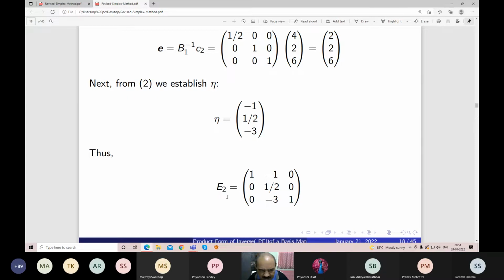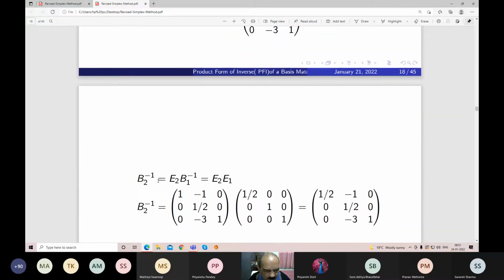Once the eta vector is known, we are going to find the E matrix. E matrix is nothing but an identity matrix whose second column is our eta. So the elements are 1, 0, 0. The middle column -1, half, -3. Then 0, 0, 1. So we have got E2. Once E2 is known, we are interested in B2 inverse.